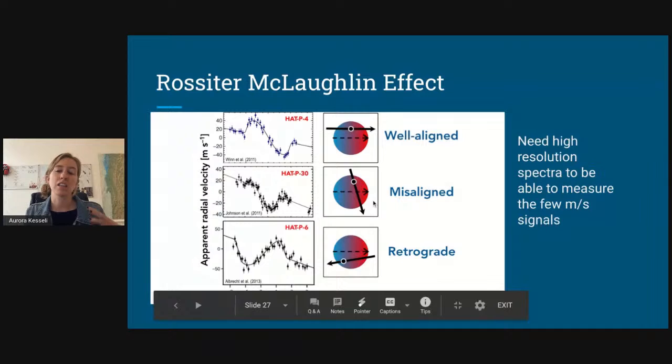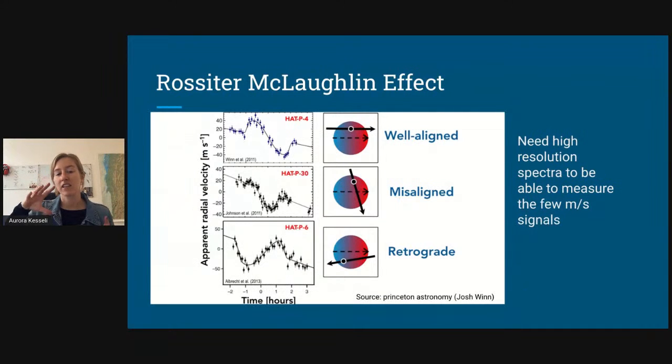Or maybe the disk itself can be moving and the disk is not always aligned with the stellar rotation axis. And so by seeing how many planets and what type of planets have well-aligned orbits and misaligned orbits, we can learn a lot about the formation and evolution of these systems.